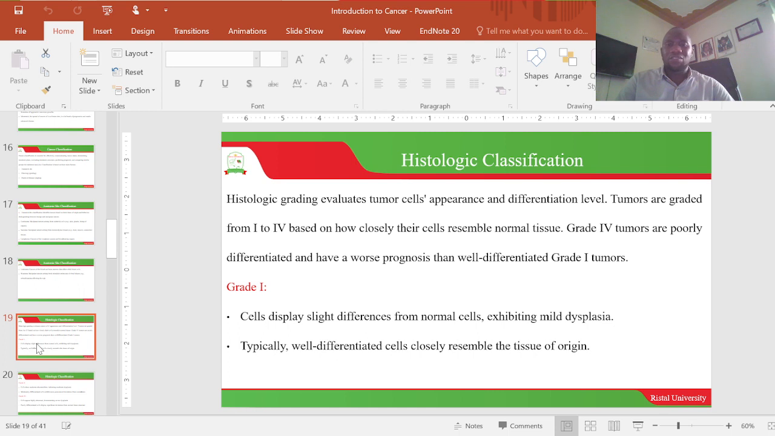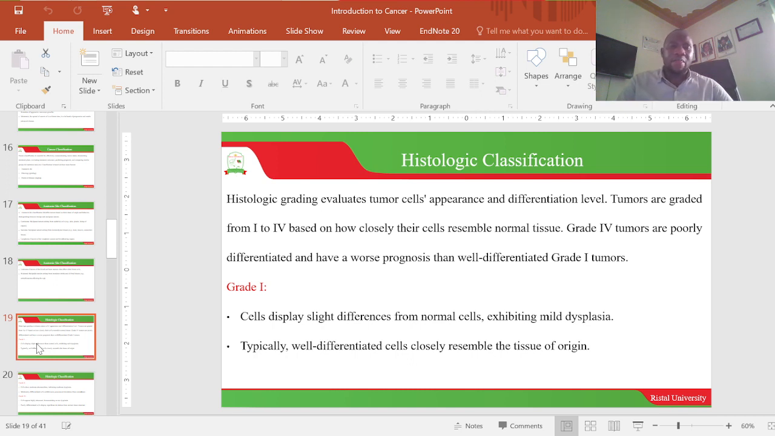So we move to the second classification, which is histologic classification. When we talk about histological classification, we are basically referring to how cells appear and their level of differentiation. They can be graded from grade 1 to grade 4 based on how closely they resemble the cells of the normal tissue. Grade 4 tumors are poorly differentiated and have a worse prognosis than well differentiated grade 1 tumors. That means that if the cells are not well differentiated, you're going to have problems in treating it.